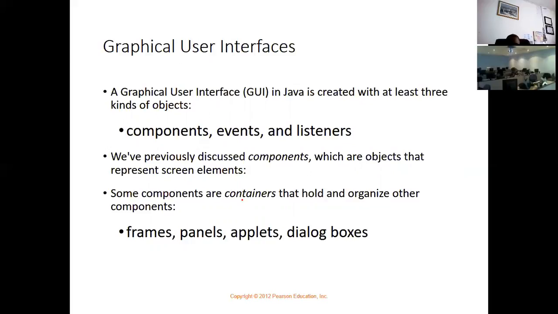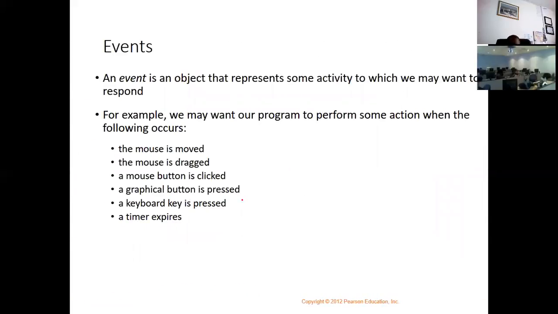All right? We talked about components already. Yes? Events are things that occur. And listeners, right, are like some people we know. Right? They will pick up anything that has happened and use it. Okay? Now, we previously discussed components, so that's out. We talked about frames already and panels, right? There are applets and dialog boxes that we will come to in a little while.